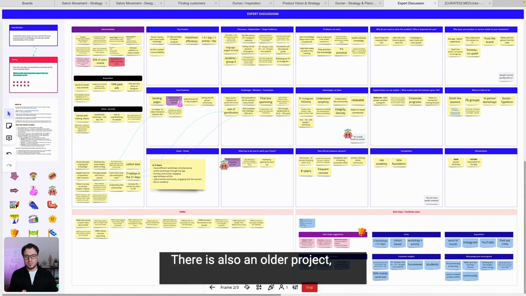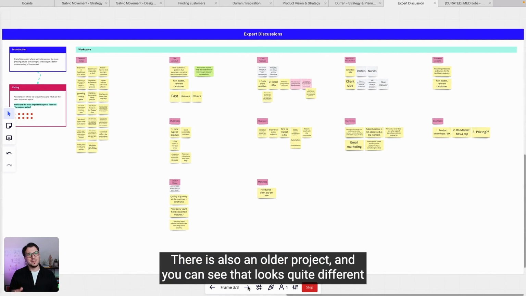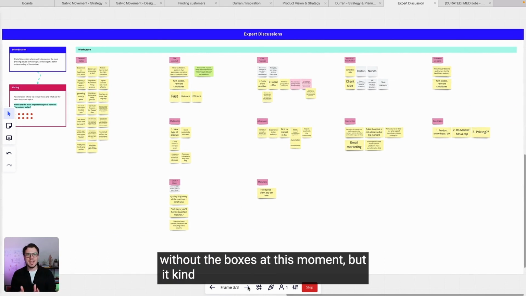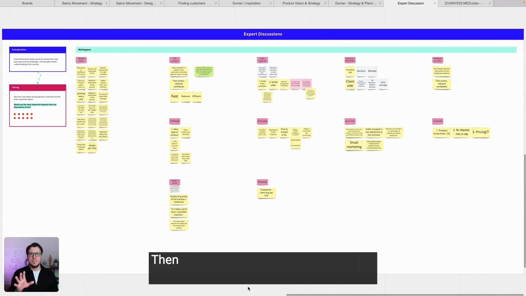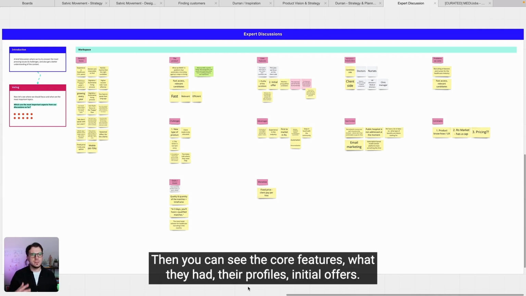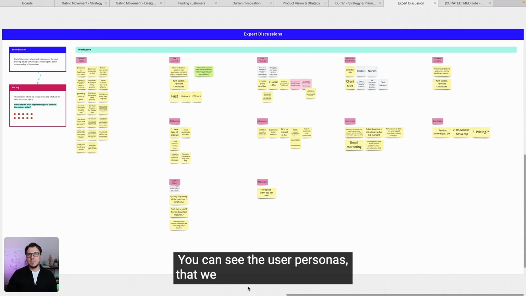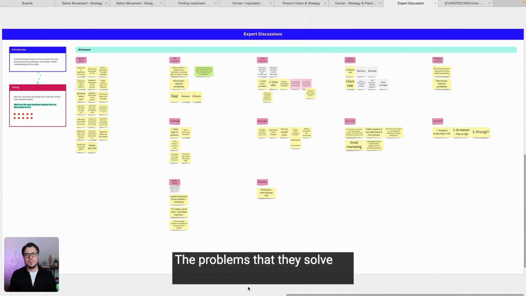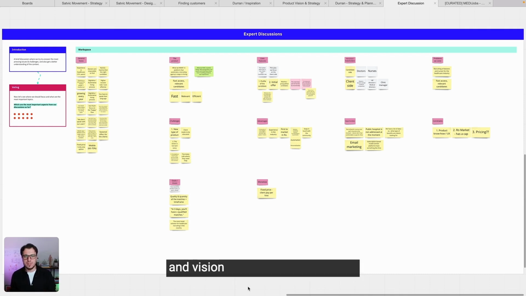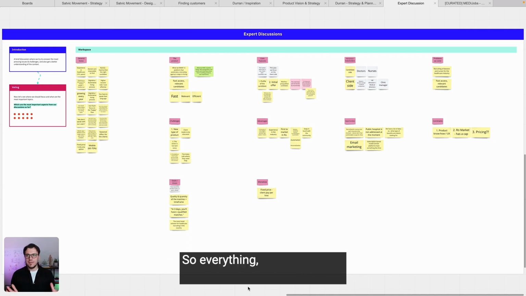There is also an older project, and you can see that it looks quite different without the boxes at this moment, but it kind of goes in the same direction. So we have the product. In this case, it was a healthcare career marketplace. Then you can see the core features, what they had, their profiles, initial offers. You can see the user personas that we just briefly talked about, the candidates and the clients, the problems that they solve for them, the challenges they have, advantages, and this whole thing like opportunities, constraints, their goal and vision, and how they monetize. So everything is kind of here.